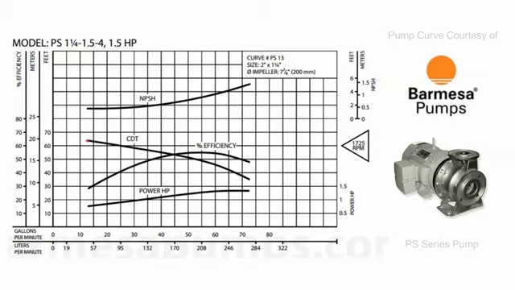First curve that I'm going to point out is this line right here. This line is the performance curve of the pump. So this is going to tell us that this pump can produce a maximum head or pressure of approximately 63 feet. And it's going to have a maximum flow rating of approximately 72 gallons per minute.